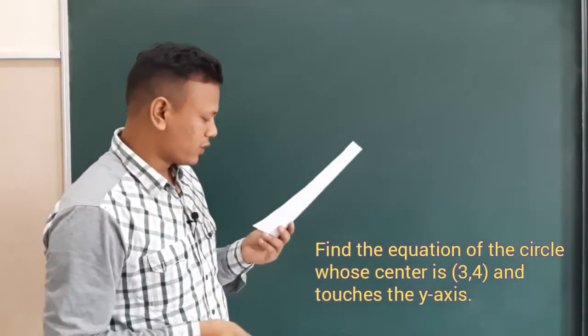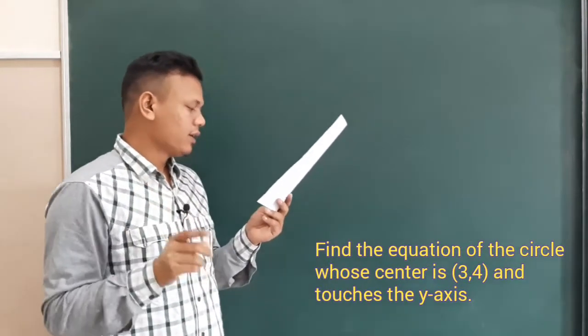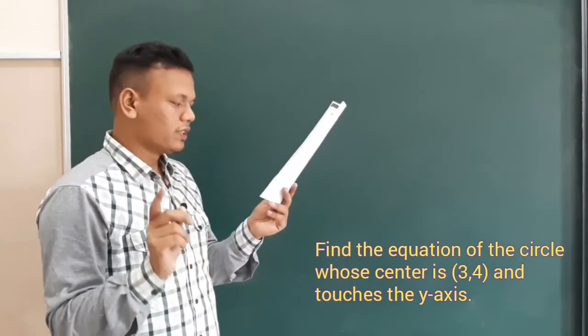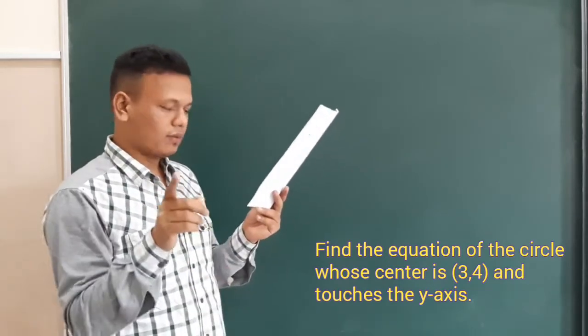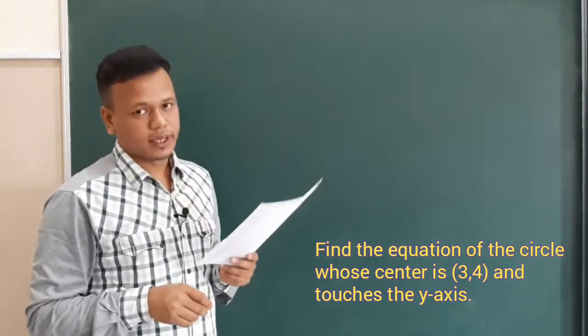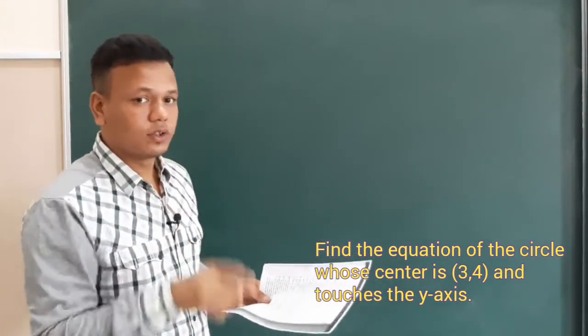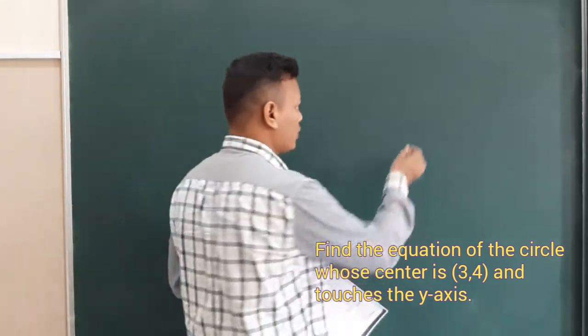Now in the second case, it is given: find the equation of the circle whose center is 3 comma 4. This time the center is 3 comma 4 and it touches the y-axis. Let's try to understand the meaning of this. The y-axis is your tangent this time. Let me draw the circle first.